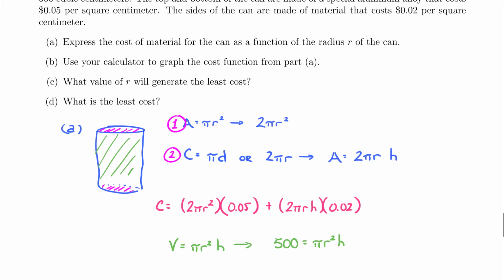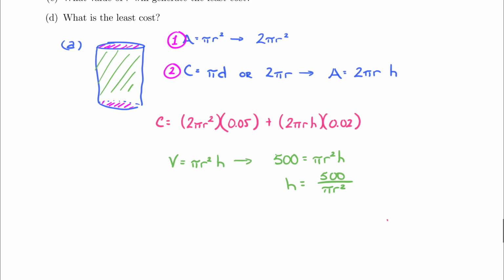And if we take the equation 500 equals pi r squared times h and solve that for h, we'll have a replacement value that we can use in the formula there in pink to replace our value for h with, and then we'll have an entire cost function in terms of r. So all we have to do is divide both sides of this equation by pi r squared, and we'll end up with h is equal to 500 over pi r squared. And then now we can go back to our cost function and substitute that in.